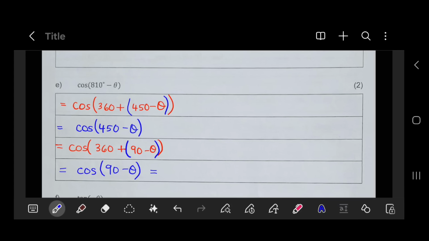90 minus theta is in the first quadrant. However, 90 changes cos into sine, and all the trig ratios are positive. So that is equal to sine theta.